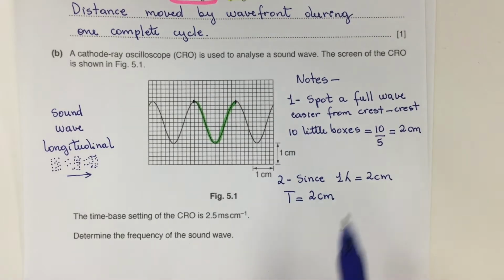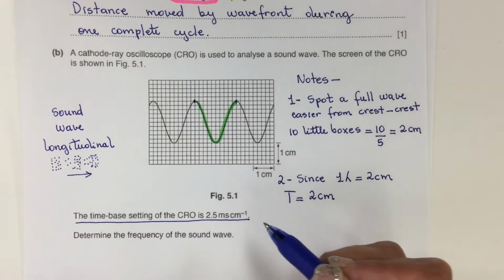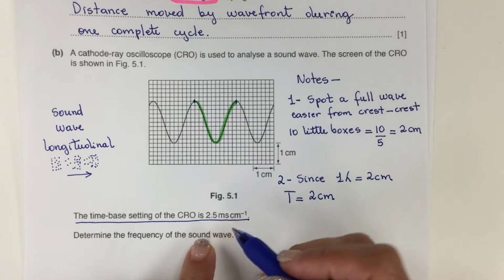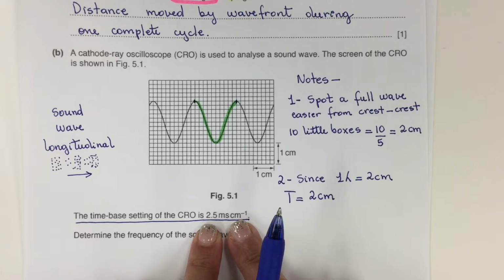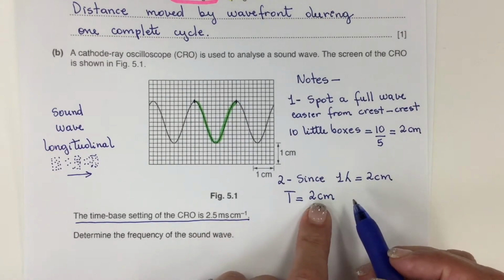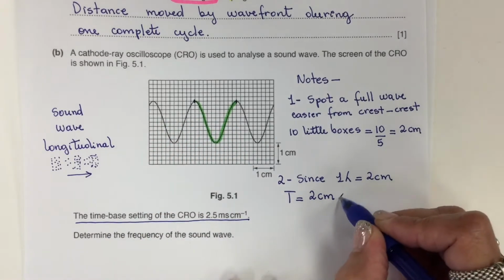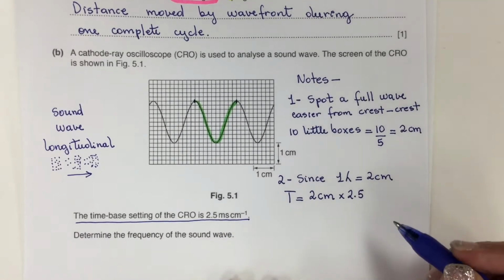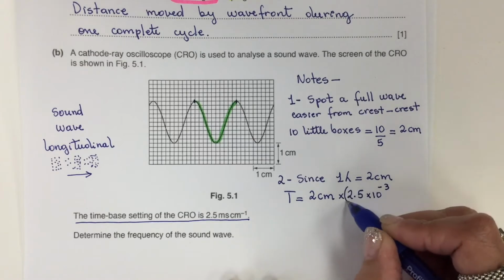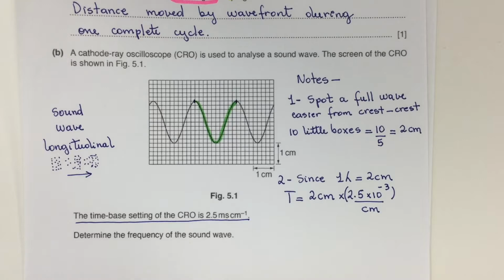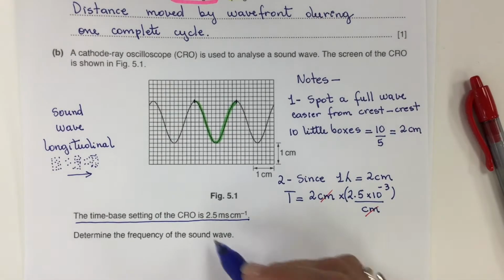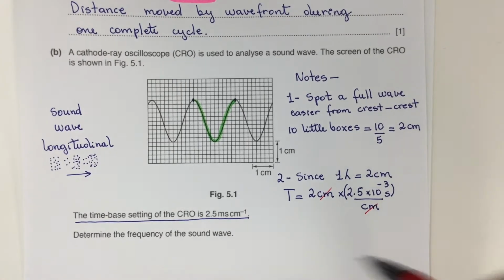There is one more thing we need to do. There is a time-based setting, which is 2.5 millisecond per centimeter. This means that on the axis, the time base is this reference right here. So we are going to use it to convert the 2 centimeters into seconds. So what you're going to do is times 2.5, milli is a multiplier, so times 10 to the minus 3, and all these per centimeter, because centimeter is to the minus 1. Now, I'm going to cancel centimeters to centimeters. And what is left here actually is milliseconds, 10 to the minus 3 seconds. So now I have converted to seconds, which is the unit for period.